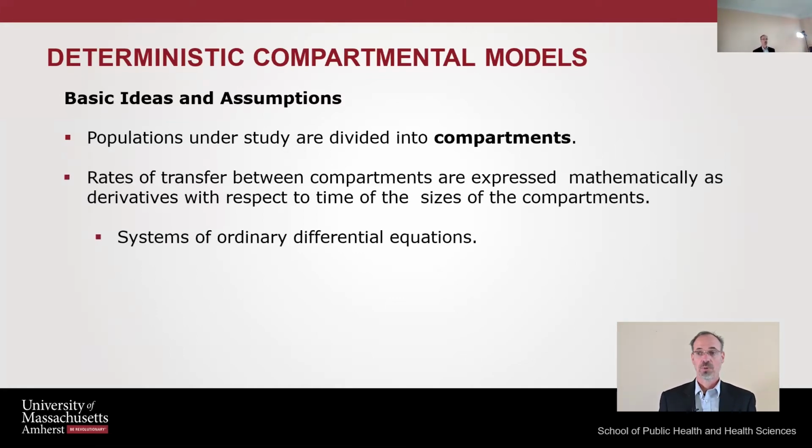Rates of transfer between compartments are expressed mathematically as derivatives with respect to time of the sizes of the compartments, and these are generally systems of ordinary differential equations. Don't be alarmed by this. We're not going to go into any sort of heavy math at this point. But the point is that people flow through these different compartments with a specific probability. And the number of people that flow through these compartments at any particular time is related to the number of people within all the other compartments. So, for example, more infected people will result in more people becoming sick because there's more chances for people to be exposed.